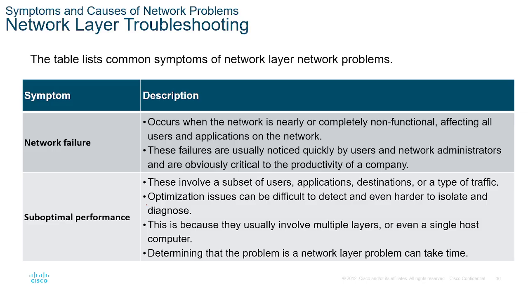Network layer: network failure and suboptimal performance. Network failure occurs when a network is nearly or completely non-functional, affecting all users and applications on the network. These failures are usually noticed quickly by users and administrators, of course. Suboptimal performance, just like layer 2, involves a subset of users, applications, destinations, and types of traffic. Optimization issues can be difficult to detect and hard to isolate and diagnose because they usually involve multiple layers. It's not only one layer, so you cannot say it is only this computer or only this layer.